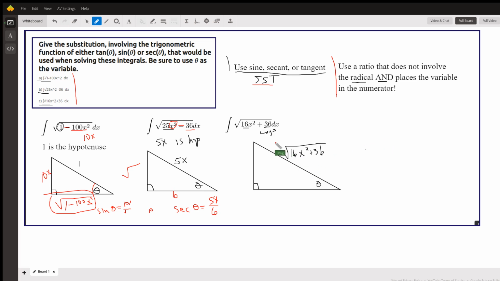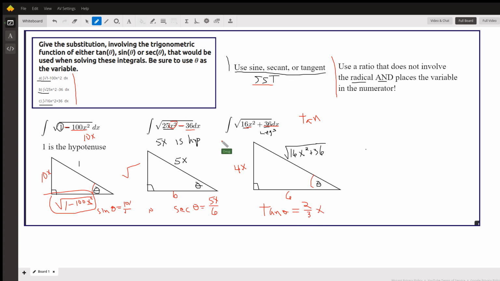And finally, for when you have two perfect squares separated by a plus sign, these are the legs. And the radical is the hypotenuse. So that tells me I can't use sine or secant because that would involve the radical. So I've got to use tangent. And I want the variable to be in the numerator. So I'm going to put 4x here and 6 here. And the tangent of theta equals 4x over 6, or 2/3 x.